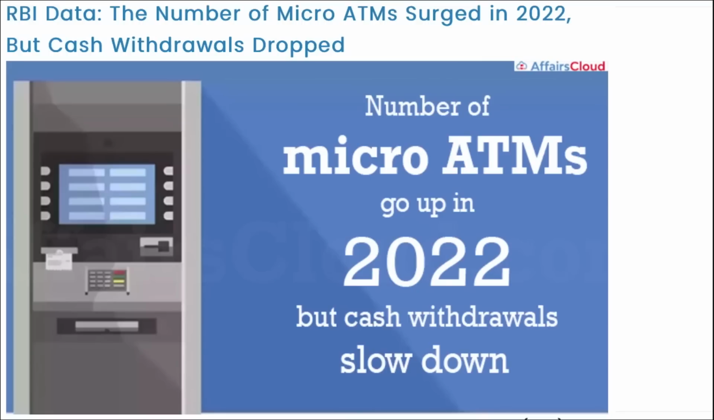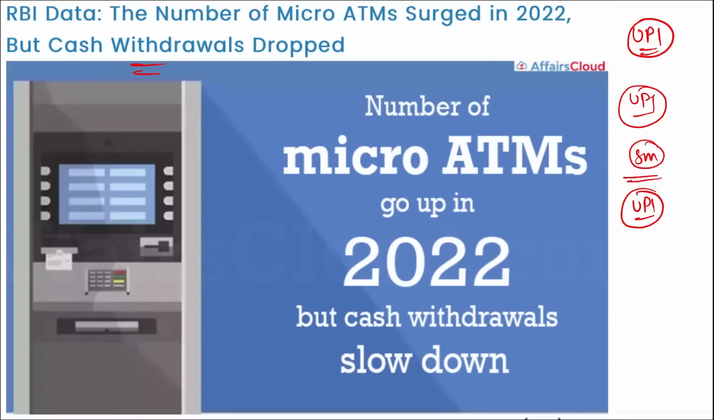Next, remember, the number of micro ATMs surged in 2022, but cash withdrawals have dropped. What can be the reasons here? The reason is that now we are using more of the UPIs. If you see, all the phones have UPI payment application. Most of the people are having smartphones, and with the help of smartphones, when you go to a shop to purchase something, then in return of that product you are willing to pay through the UPI. Even the shopkeeper wants you to pay through the UPI. So that is the reason we are seeing that the number of ATMs is growing, but the cash withdrawals from that ATM is slowing down, as we can take care of the demand through online transaction.